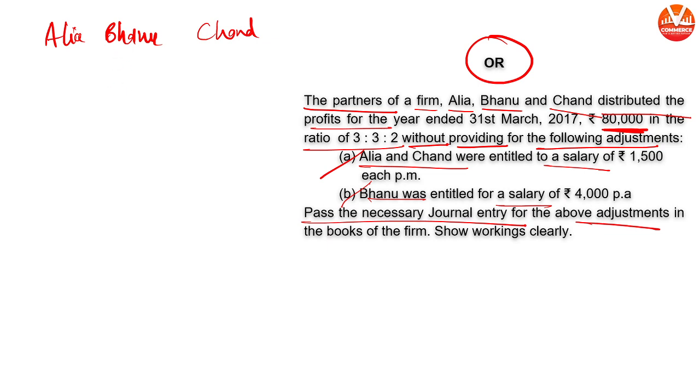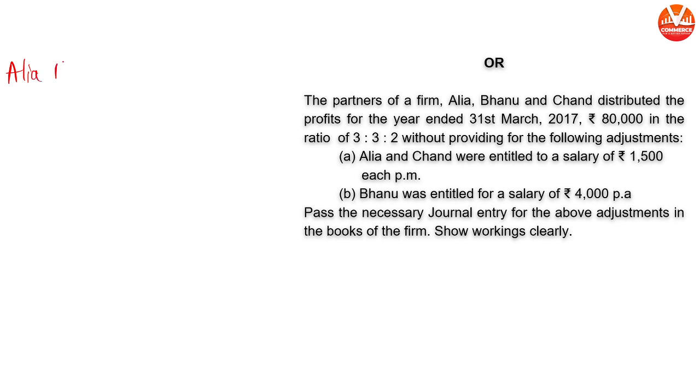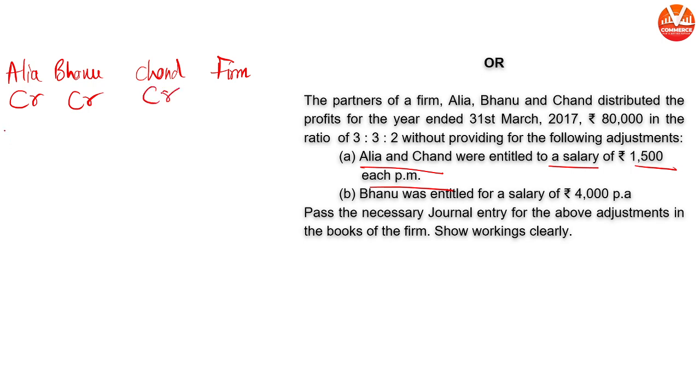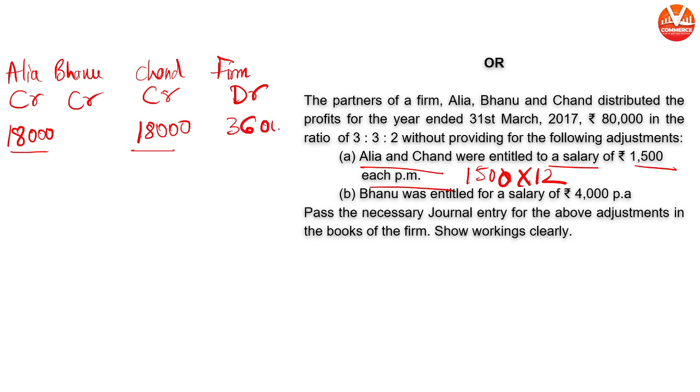So we will prepare a table showing adjustment: Alia, Bhanu, Chand and firm. Alia and Chand are entitled to a salary of 1,500 per month. So we will give salary to them. When we give salary to a partner, their capital account will be credited. Alia will get 18,000 per year and Chand will get 18,000, because it is 1,500 per month multiplied by 12. Now this is the expense of the firm, so firm will be debited by a total of 36,000.